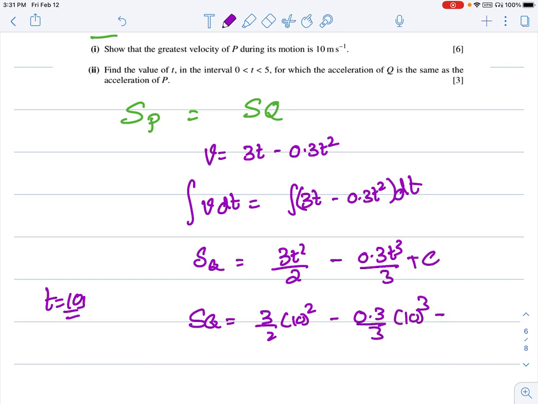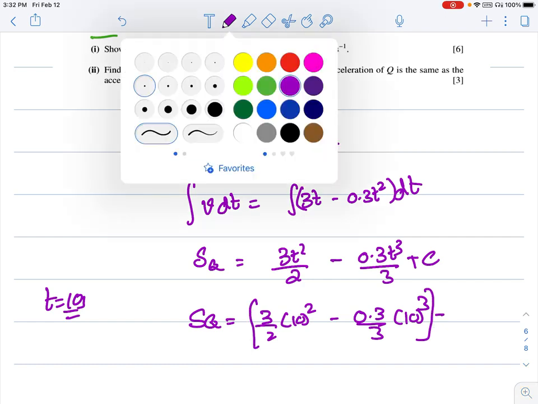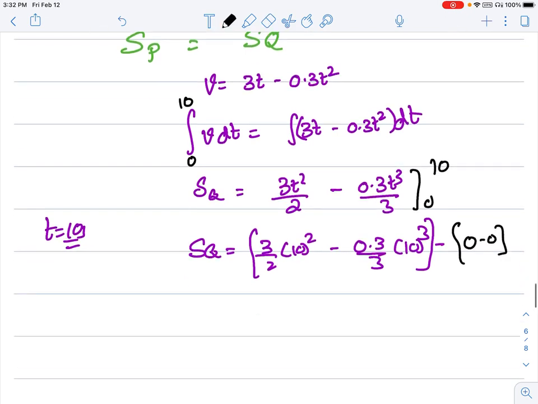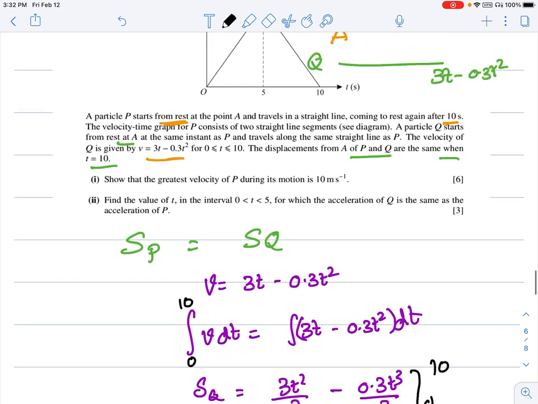10 cubed. This is the distance traveled in 10. If I want to do minus between 0 to 10, I will do it at the limits. Maybe I apply the limit 0 to 10 to make it easy to understand. 0 to 10 seconds. So in that case, I need not do the c value. So 0 to 10 minus 0 will be 0 minus 0. So this becomes 3 by 2 times 100. 1.5 times 100 is 150 minus 0 times 100 is 100. So 50 meters. So it has traveled 50 meters.